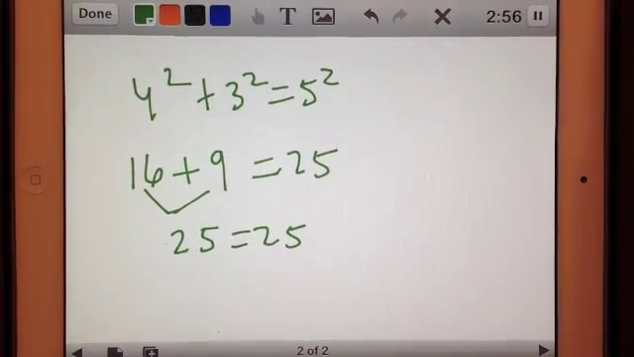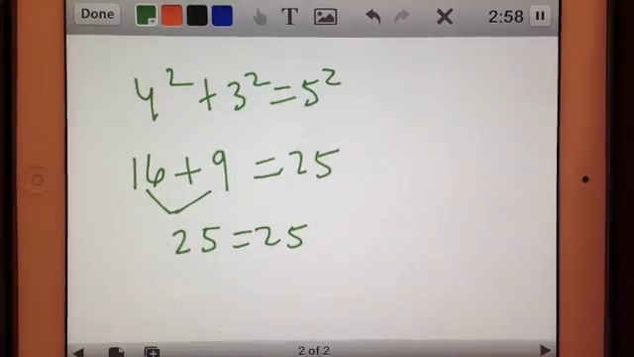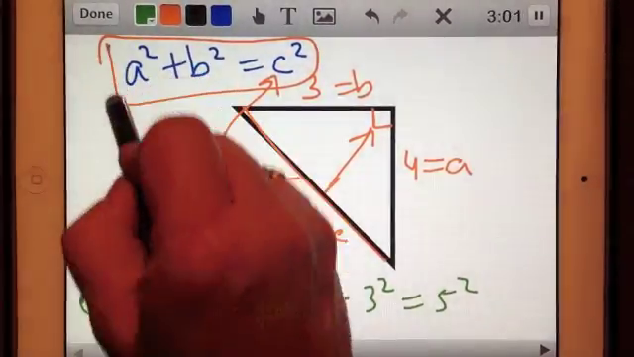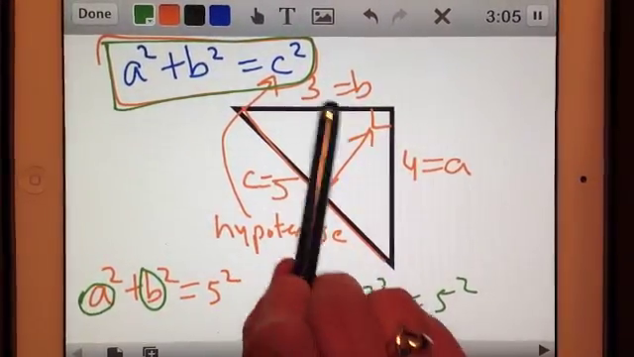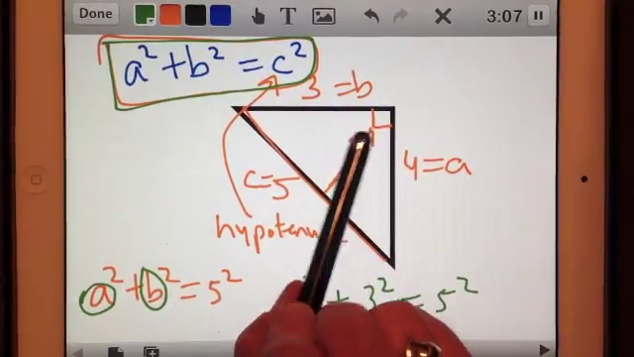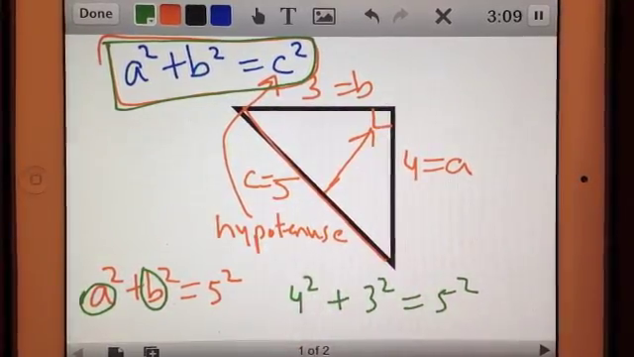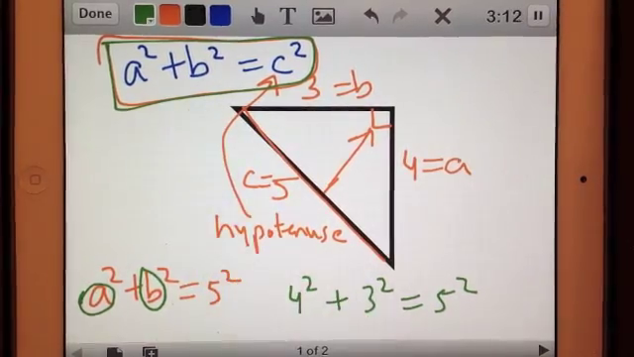So what I have just shown here is that this is a balanced equation, and this formula does work. A squared plus B squared equals C squared. And I did give accurate measurements. These are lengths of a right triangle that would work and would make this equation true.